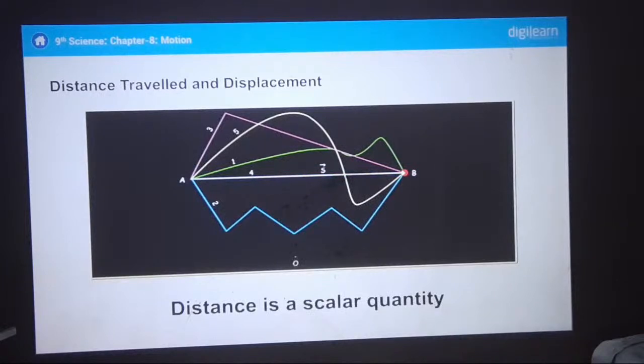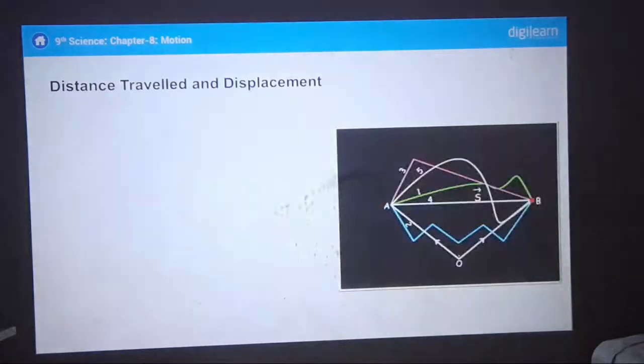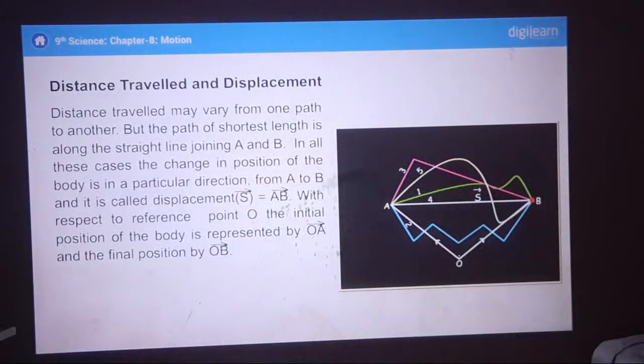Bodies can follow different paths to move from initial position A to final position B. Distance travelled may vary from one path to another, but the path of the shortest distance is along the straight line joining A and B. In all these cases, the change in position of the body is in a particular direction from A to B, and it is called displacement S.